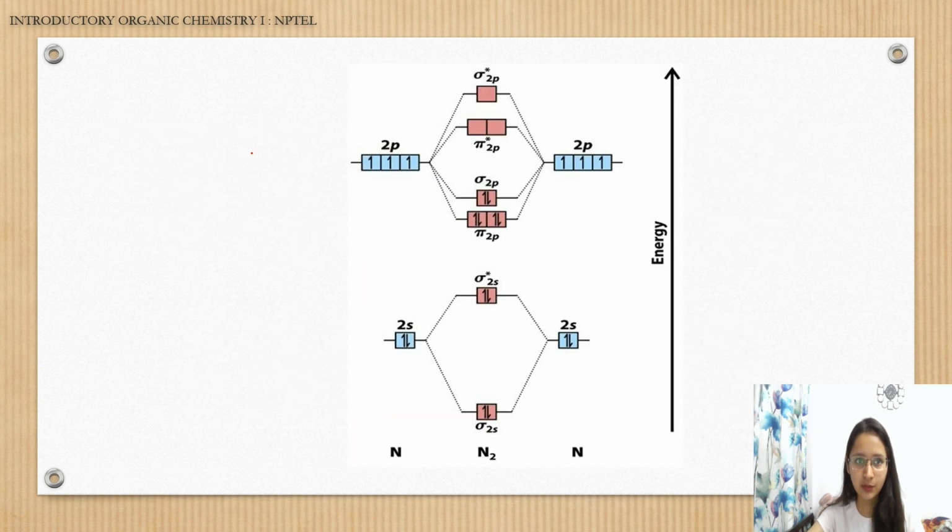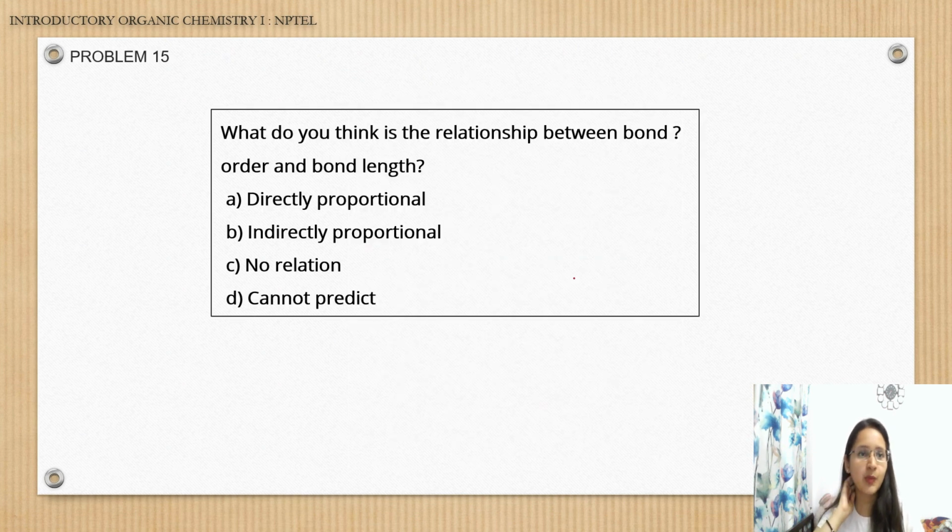Any doubts, guys? Okay, if there is no doubt, I'm moving forward. This is the molecular orbital diagram for N2. You can see how these arrangements are done. Please practice writing the electronic configuration for all the molecules so that you will get how the MO diagram is constructed. So this is how it is, right?